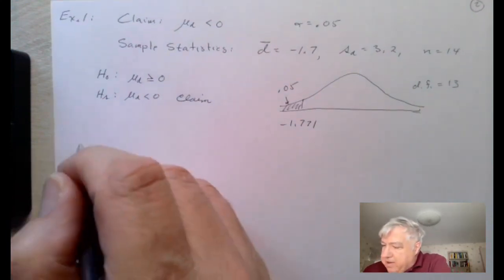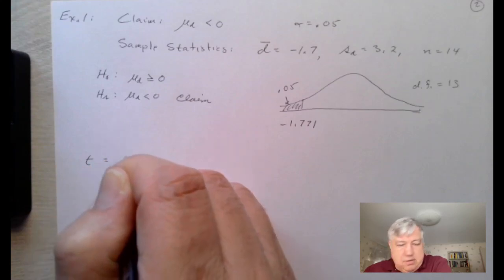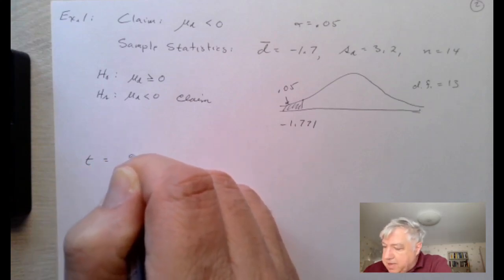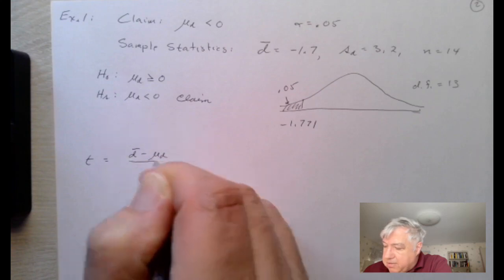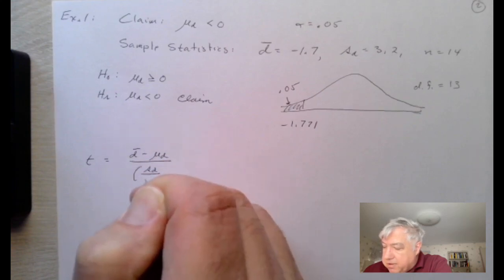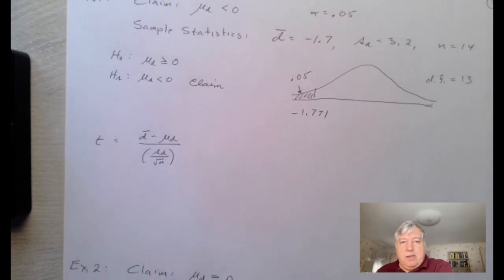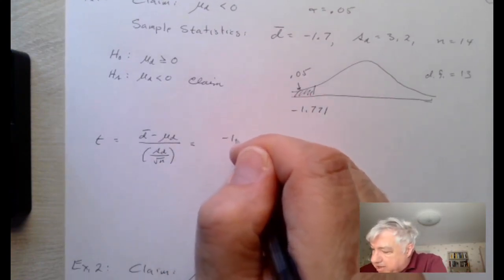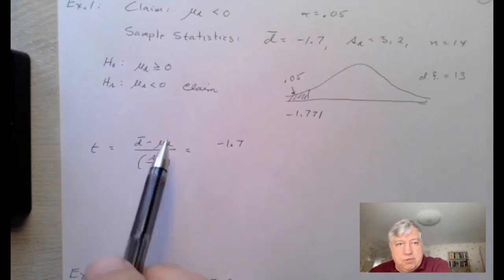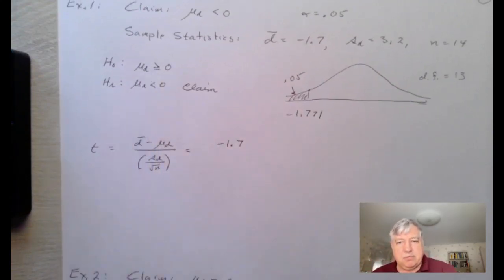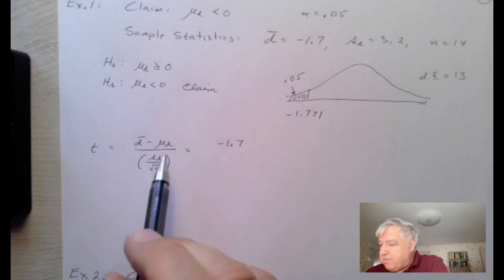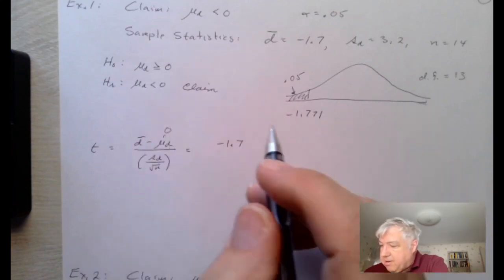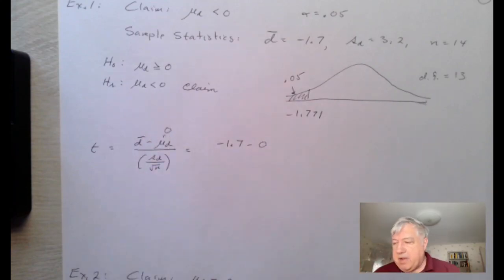Then we compute the value of little t, which remember is d bar minus mu sub d over s sub d over square root of n. So this is negative 1.7. Now what's mu sub d? We're assuming mu sub d is greater than or equal to 0, which means that we're assuming the possibility that it could be equal to 0. So we're just going to assume that this is equal to 0. If it's actually greater than 0, it's not going to affect our decision.